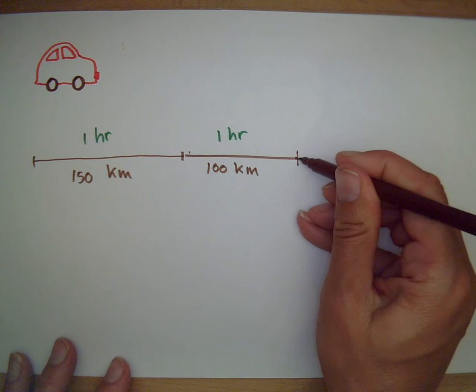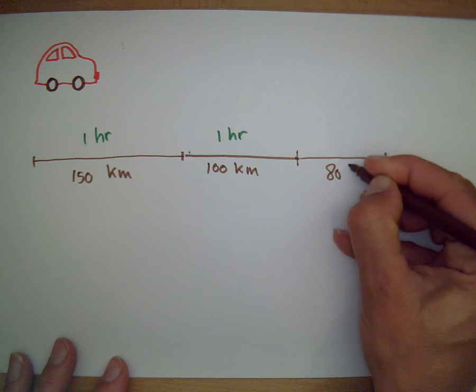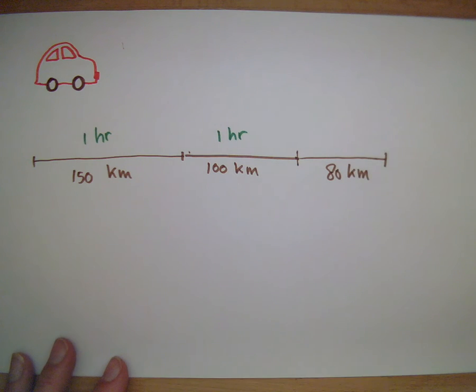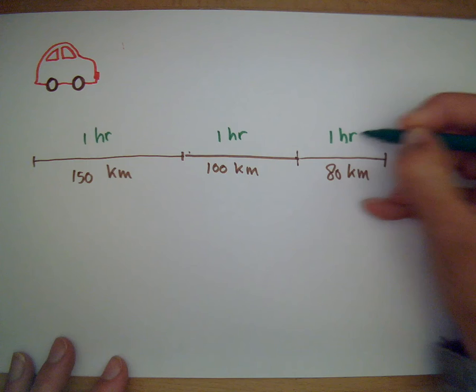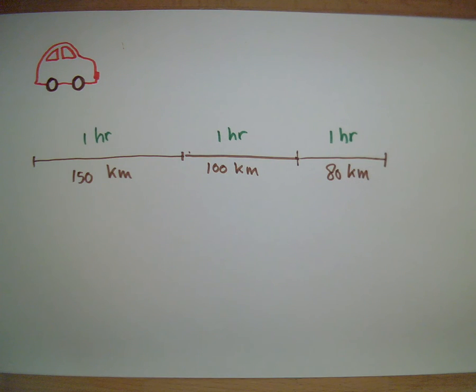And say my third hour, it's just the worst. I only go 80 kilometers during my third hour. When someone asks me when I get to where I'm going, say it's my mom, I'm going to see my mom. She says, well, how fast were you going? I'll tell her, well, I was going 150 for a while and then I went 80 and I don't know how fast I was going. Well, you could actually calculate the average speed that you were traveling at.